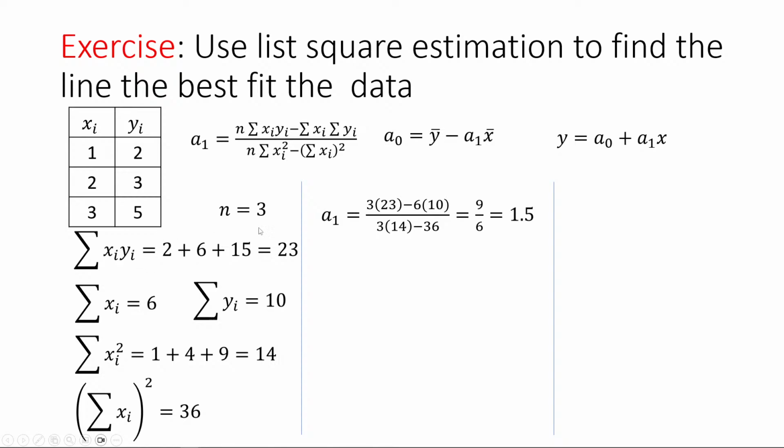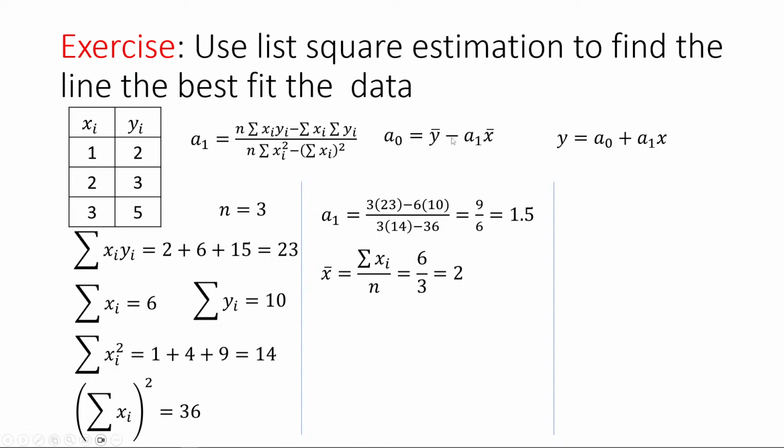And then basically you have all your terms, you substitute them here, and then you will get A1. So if I did all this arithmetic correctly, hopefully I did, then I will get A1 equal to 1.5. So the slope basically is 1.5.